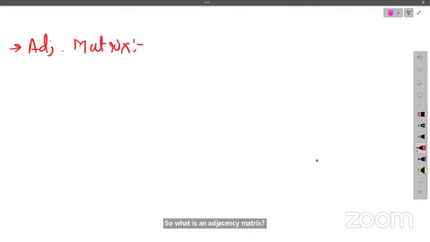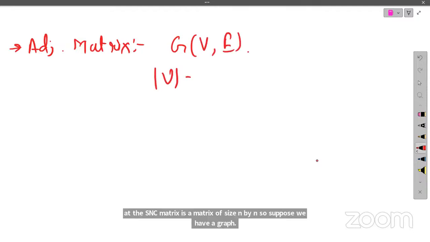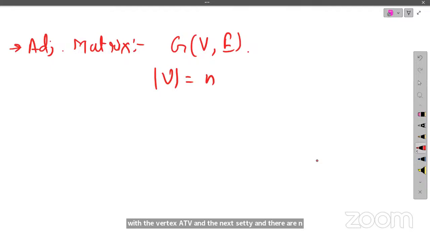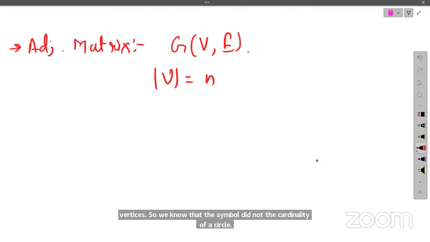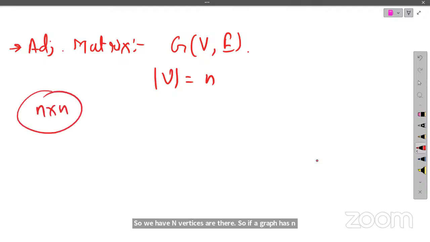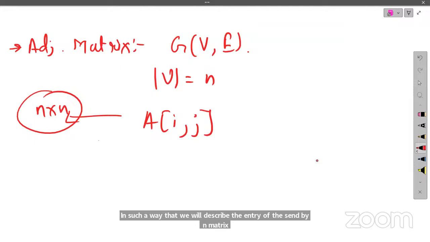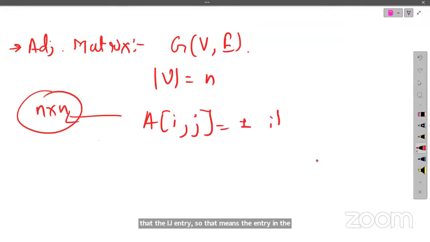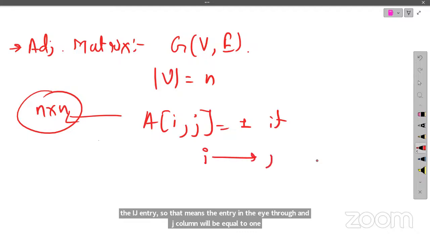So what is an adjacency matrix? An adjacency matrix is a matrix of size n by n. Suppose we have a graph with the vertex set V and the edge set E, and there are n vertices. We know that this symbol denotes the cardinality of a set. If a graph has n vertices, then we can assign an n by n matrix, meaning n rows and n columns, in such a way that the ijth entry, that is the entry in the ith row and jth column, will be equal to 1 if there is an edge from the vertex number i to the vertex number j.